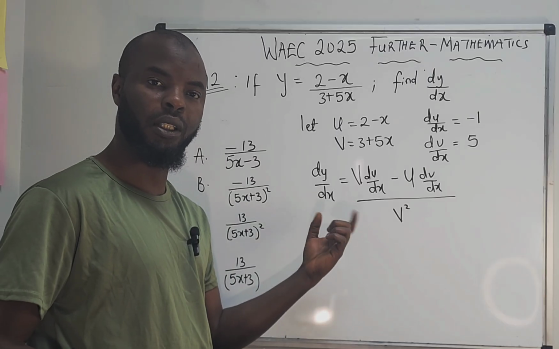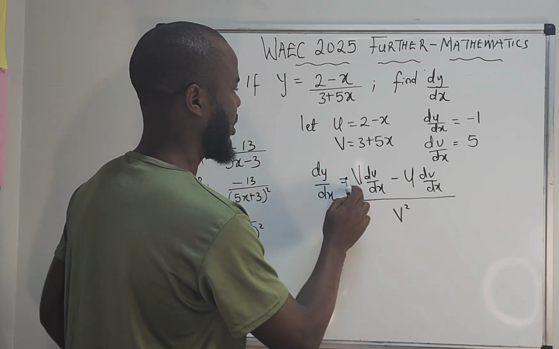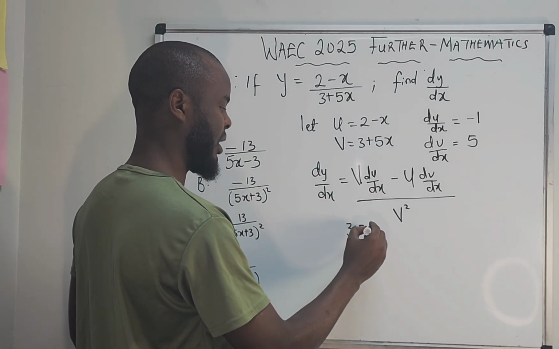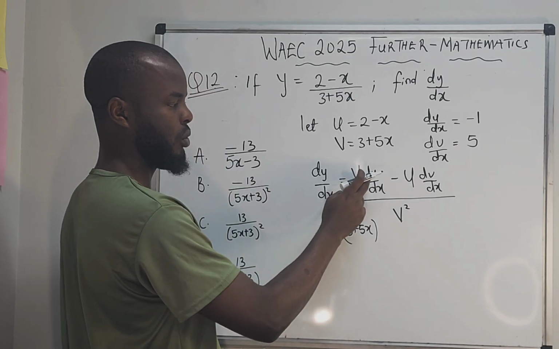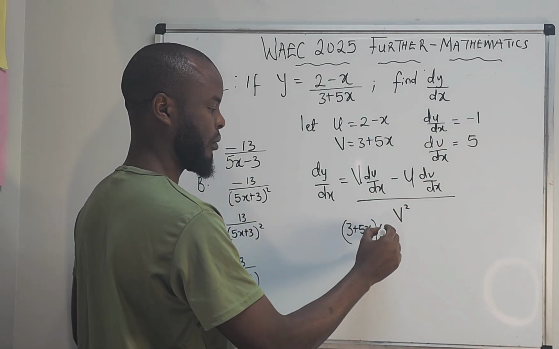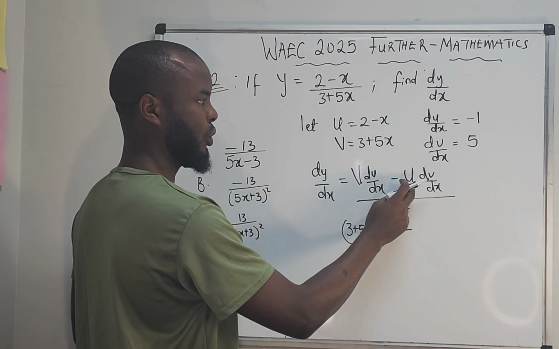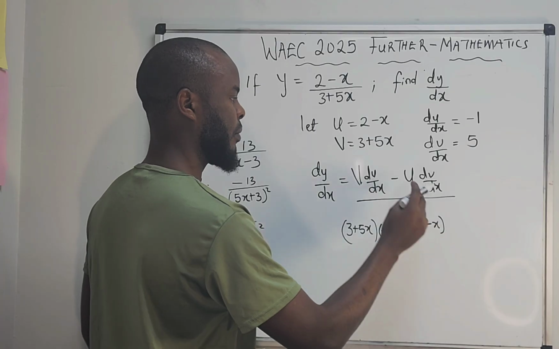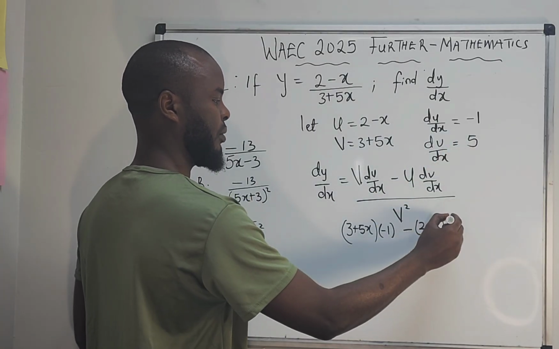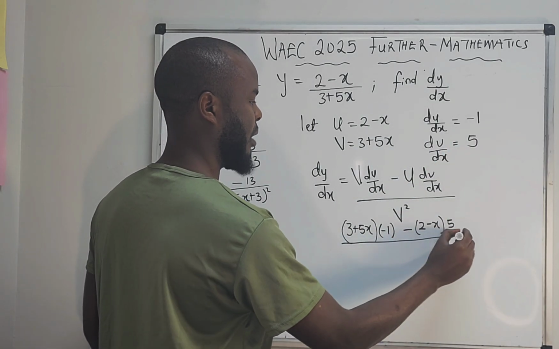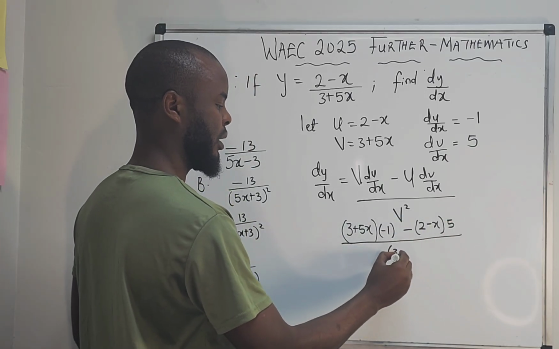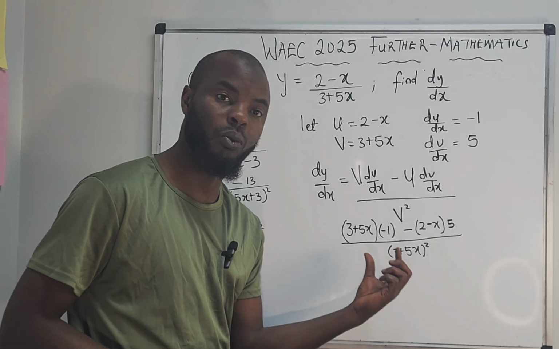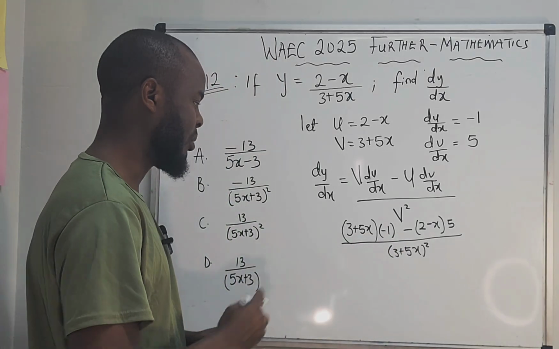And now we want to plug in the values in this. So what is v? v is 3 plus 5x. We have 3 plus 5x. What is du/dx? Negative 1. Minus u, which is 2 minus x. dv/dx is what? 5. Everything over v squared. And what is v squared? (3 plus 5x) squared. Now by doing this, your work is easy, and you can proceed from here.